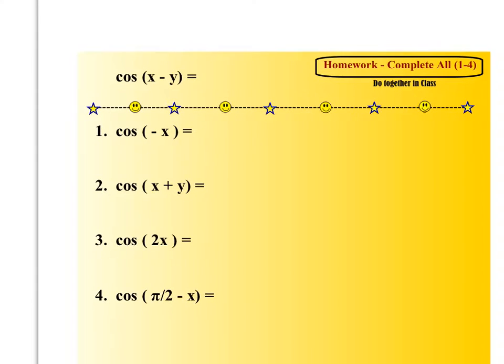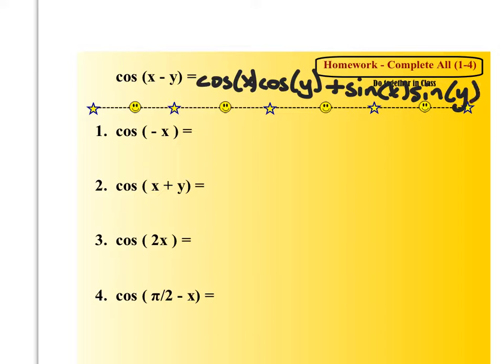So as I just said, cosine x minus y would be cosine x cosine y plus sine x sine y. This is an even identity, right? Even odd identities. Cosine is an even function because it's symmetrical about the y-axis. Therefore, cosine of negative x is equal to the same output as cosine x.